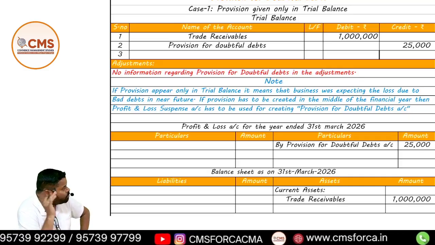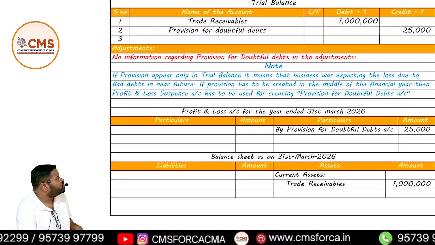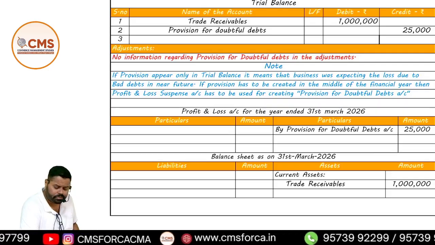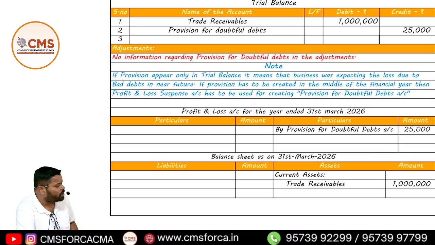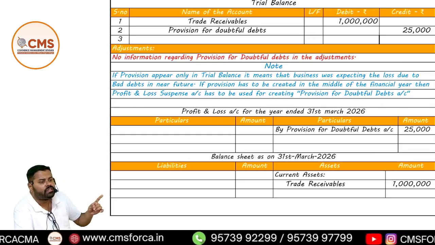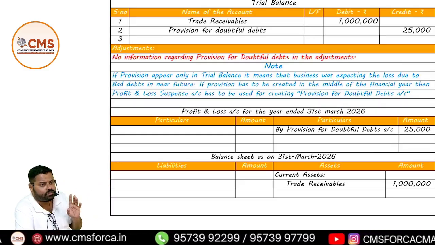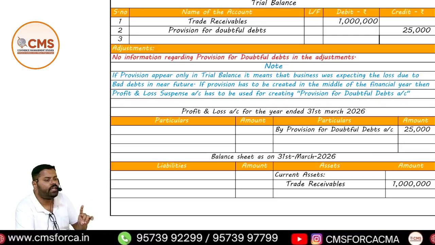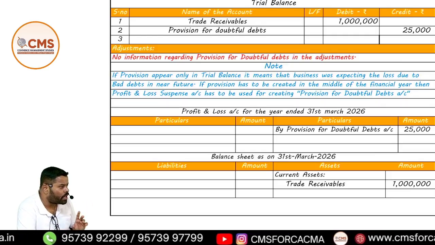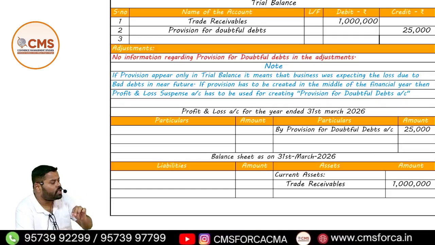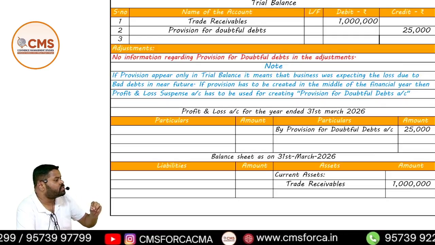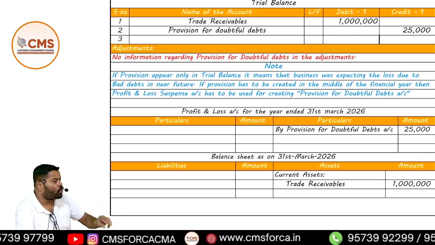Okay. And provision is created from where? Provision is usually created from profit and loss account. Practically at your level, it is not required, but I'm telling you as a proactive thing. Provisions are always created from P&L account. Reserves are always created from P&L appropriation account. First rule that you have to keep in mind is provision is something that is created from profit and loss account. And reserve is something that is created from P&L appropriation account.